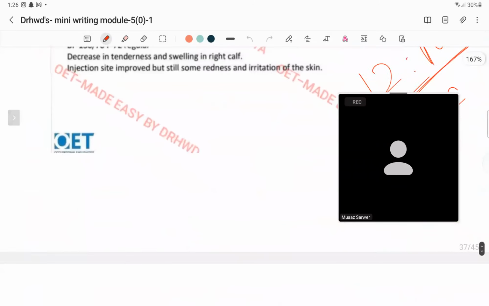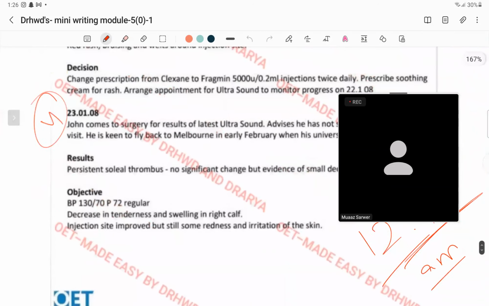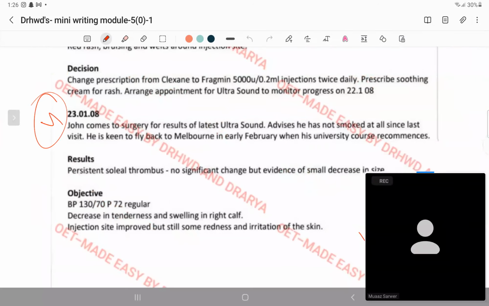All right. Let me just read the last thing for you. Just a last visit, for all of you. You're going to say, today, Mr. John presented with the results today. No. First, I'll say what he has been doing. Today, Mr. John reported that he had stopped smoking. He stopped smoking. And his ultrasound results revealed a persistent soleal thrombus.